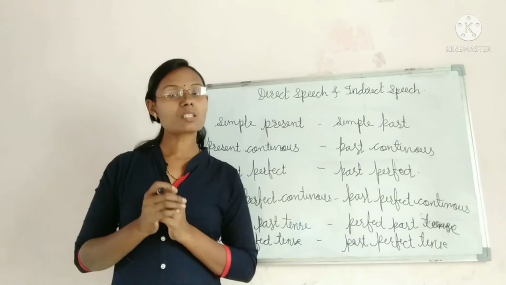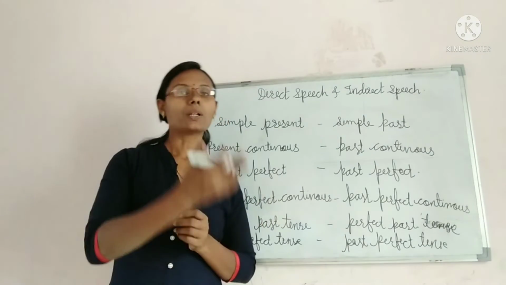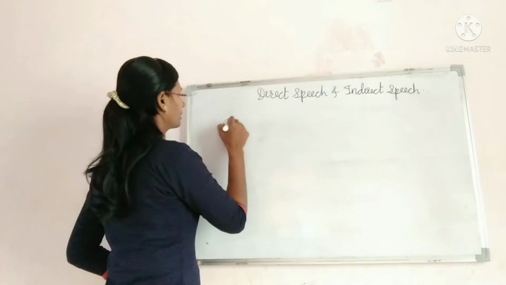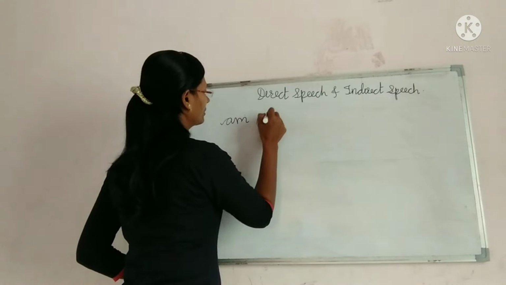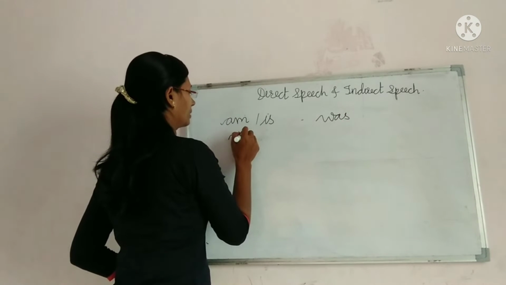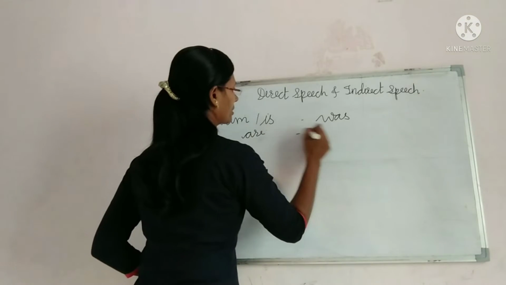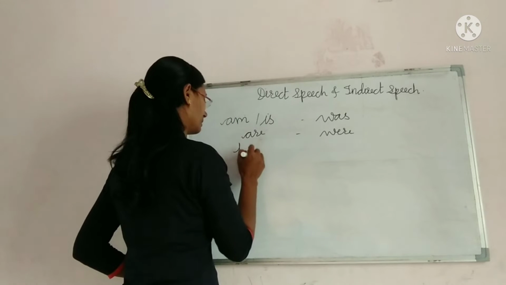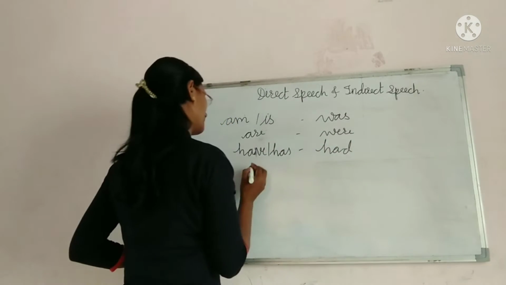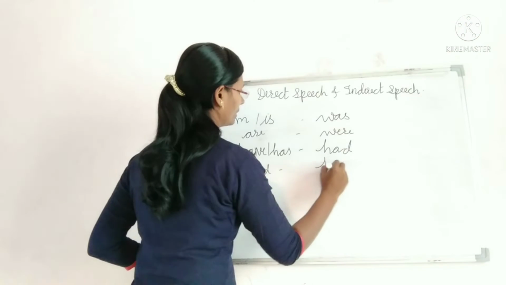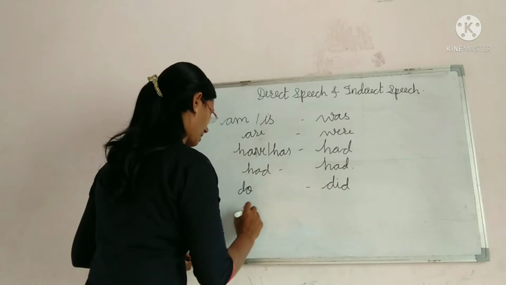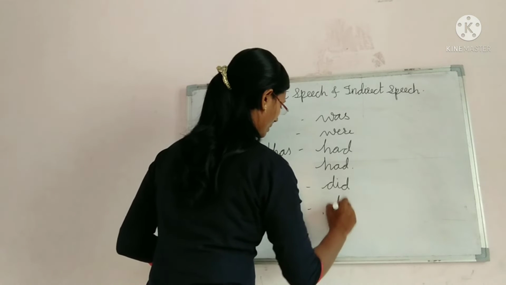Now let's see what changes occur in the helping verbs when we are changing direct speech into indirect speech. Suppose there is am or is, that changes into was. Are changes into were. Then have, has changes into had. Had changes into had only. Then do changes into did, did changes into done.